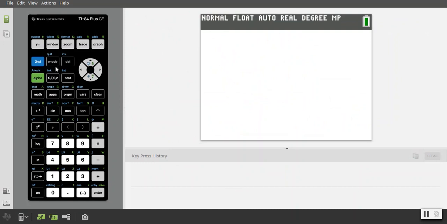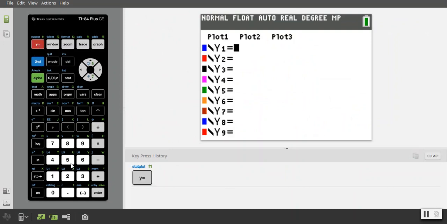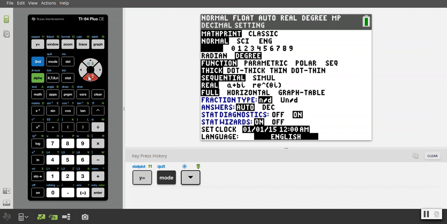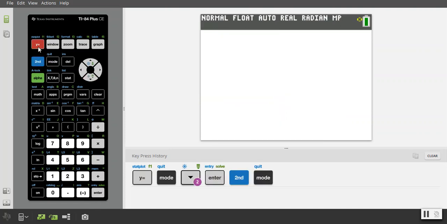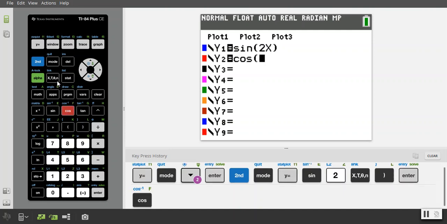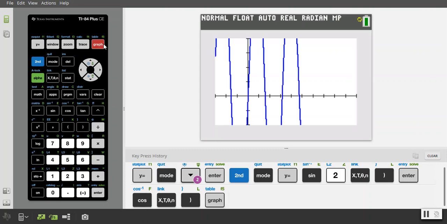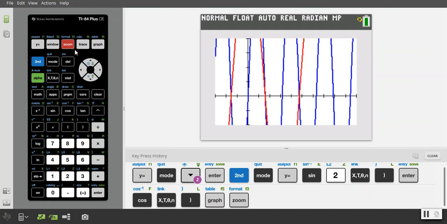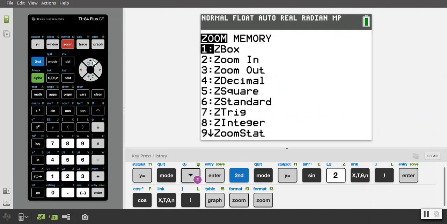If you go to the calculator, you've got to make sure that your mode is in radians. Then you can put sine 2x, and then put cosine of x, and then go to graph and see what we get. Okay, so let me do zoom, and we'll just do standard.